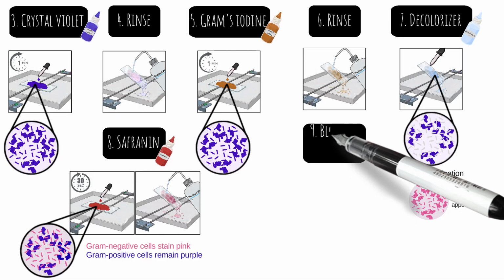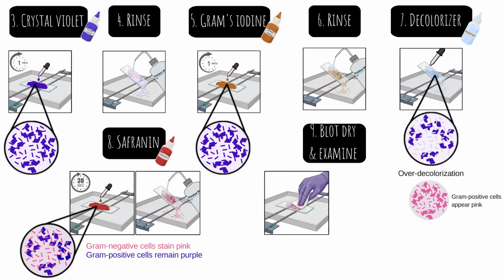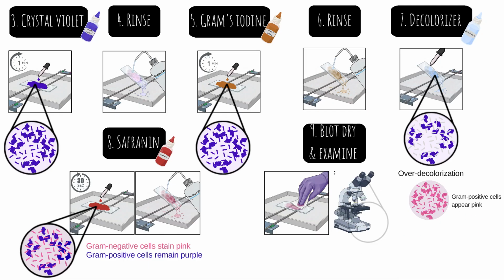Step 9. Blot, dry, and examine. Gently blot the slide dry with blotting paper and examine it under the light microscope. A successful gram stain will show S. aureus as purple, which means it is gram-positive, and E. coli as pink, which means it is gram-negative.